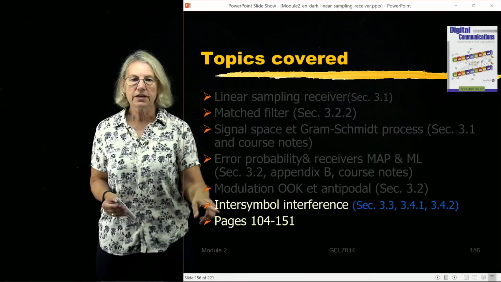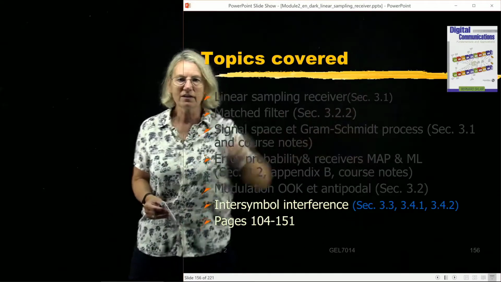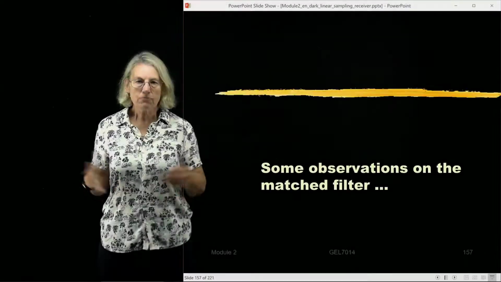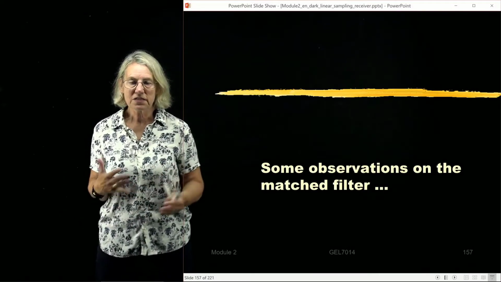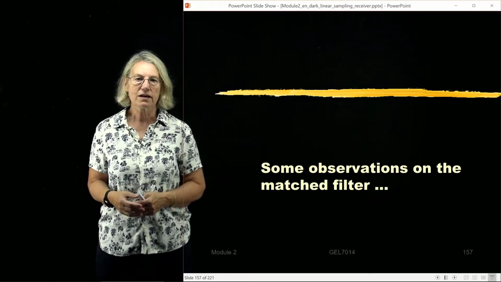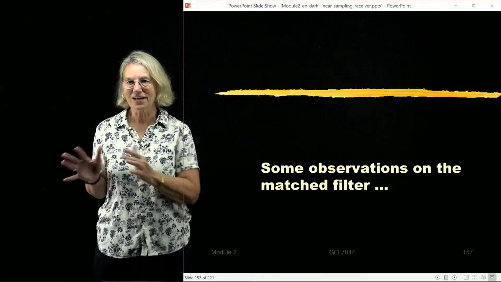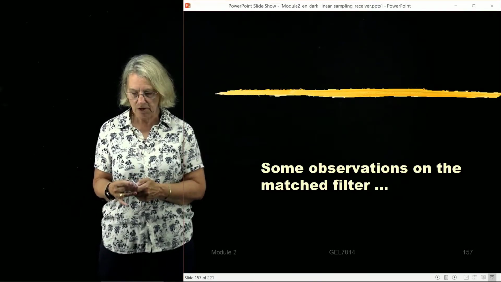So intersymbol interference is discussed in pages 104 to 151 in our textbook from Sklar. So before I dive into that, there are some things in the textbooks which I think might help clarify some understanding of what I mean by avoiding ISI and this technique of pulse shaping.